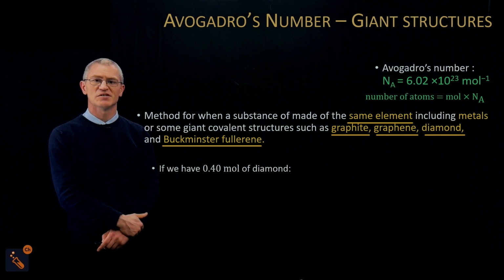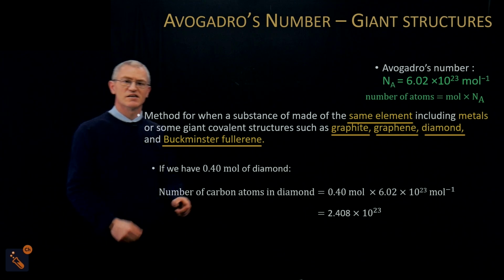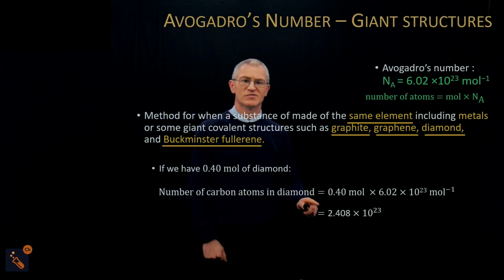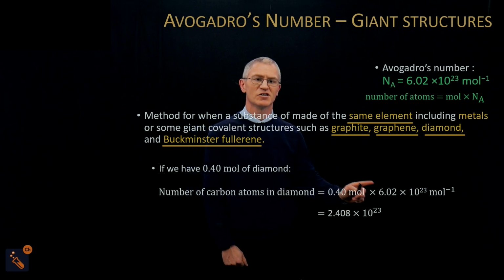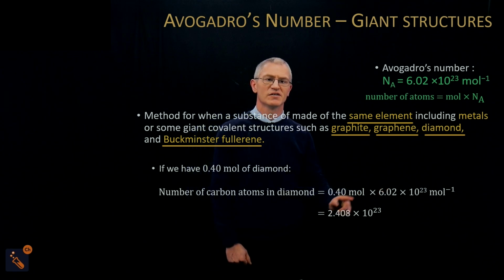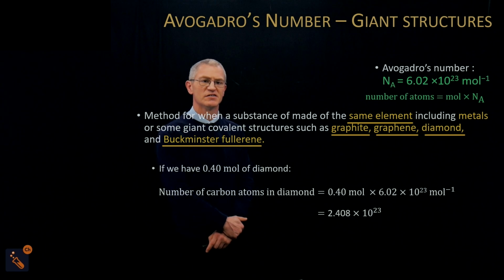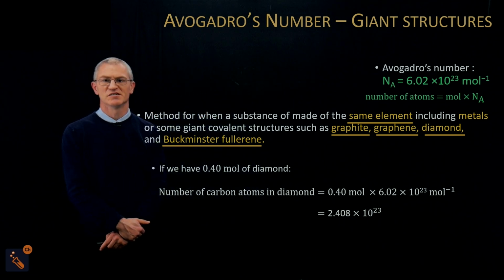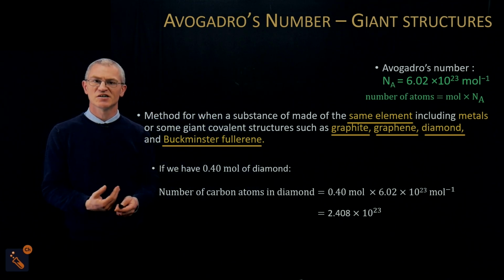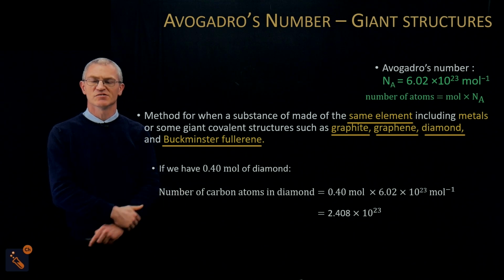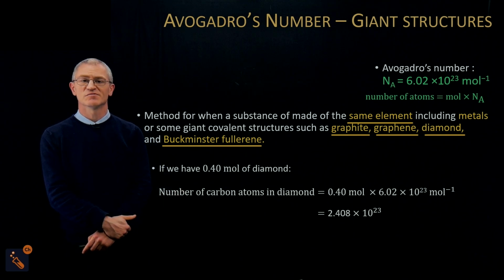So all we have to do, if we have 0.4 moles of diamond and we want to know the number of carbon atoms in diamond, is take the number of moles, times it by Avogadro's number, and then we'll get 2.408 times 10 to the 23. It's as simple as that, just times the number of moles by Avogadro's number, and you'll find out the number of atoms in there.